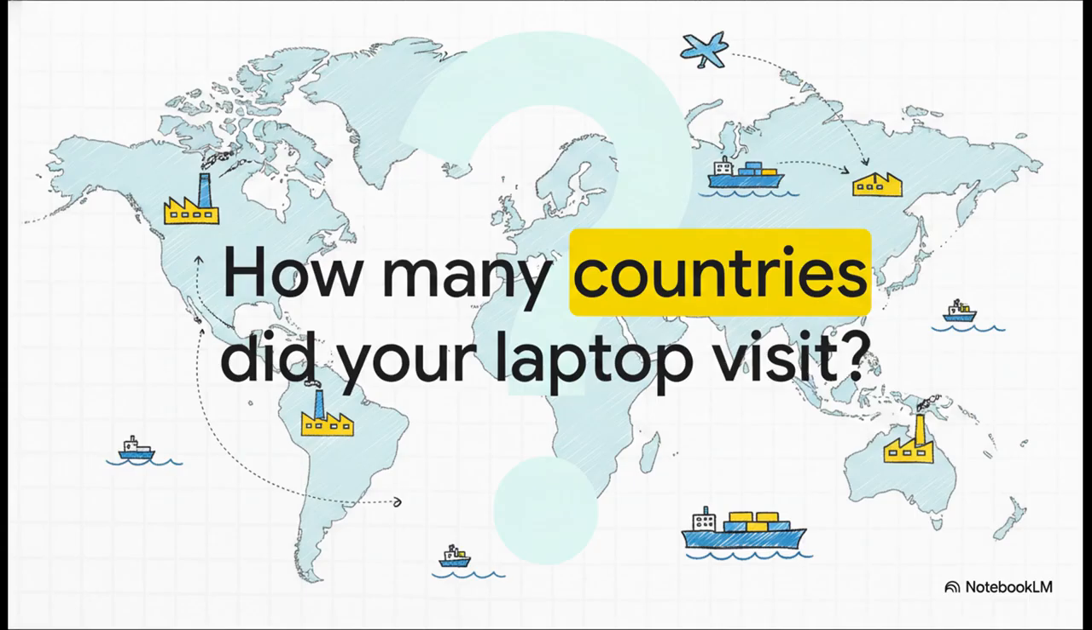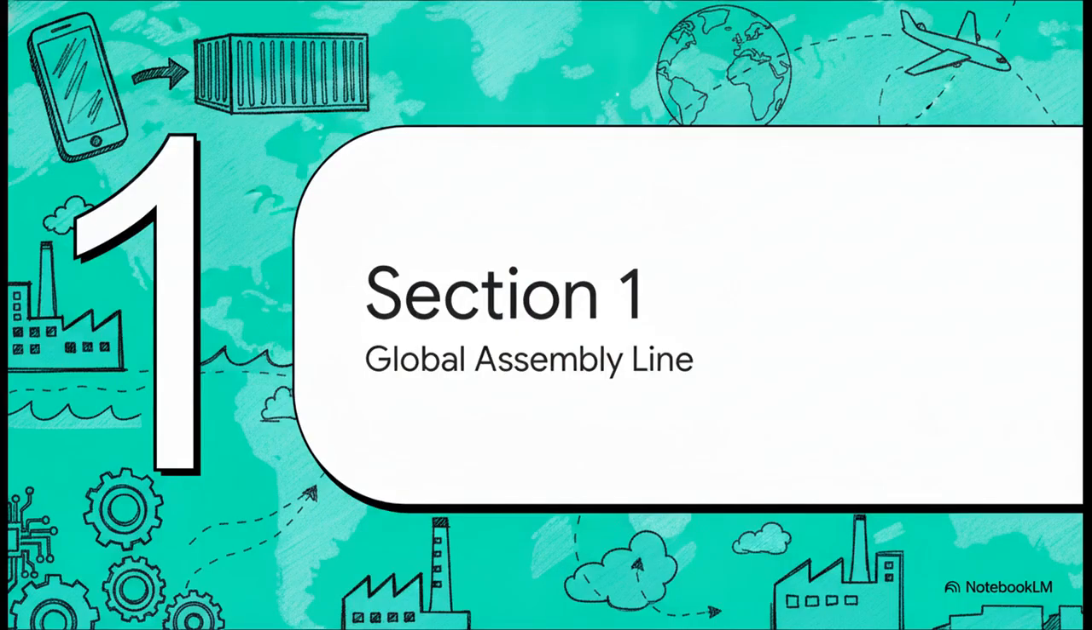It's so easy for us to just picture manufacturing as something that happens inside one giant local factory, right? But today, we're going to totally immerse ourselves in the immense physical scale of modern manufacturing. And trust me, it is a scale that spans oceans and continents. To actually map out this crazy physical journey, we first need to look at Section 1, the global assembly line.